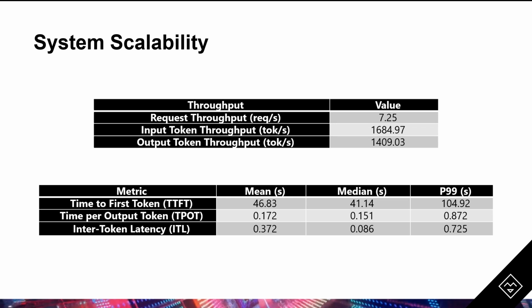Now, for latency, most responses start within 41 seconds, but in rare cases, complex queries push that up to 104 seconds. Token generation is generally smooth with a 151 millisecond median, though we see occasional spikes. Overall performance is strong, but with some fine-tuning we can make responses even faster and more consistent, especially for real-time applications.